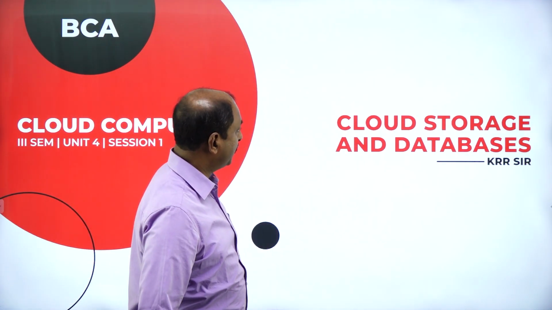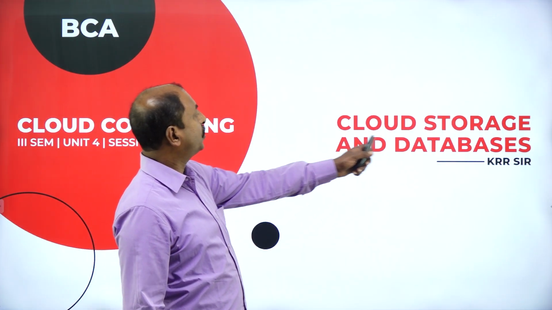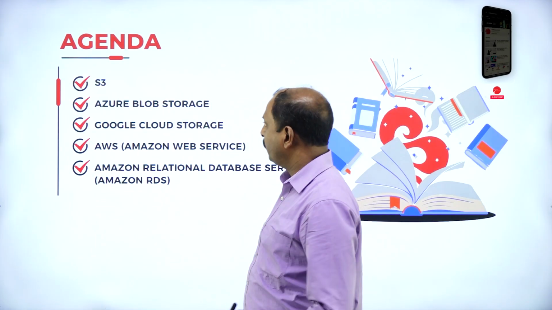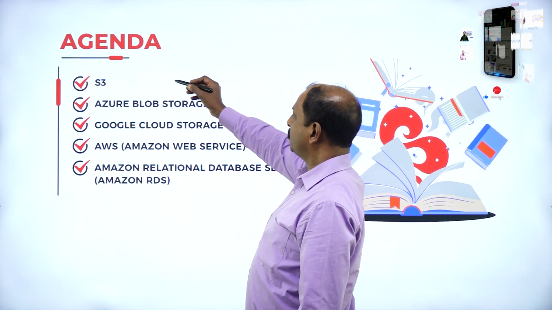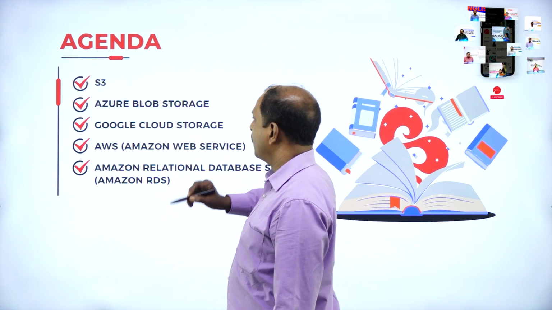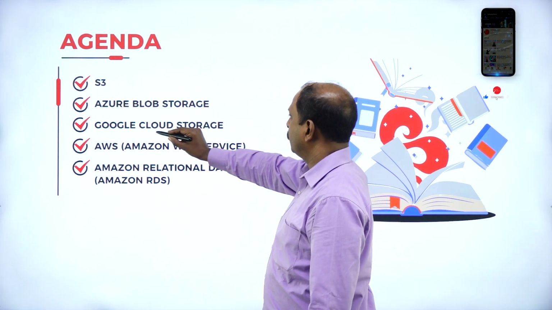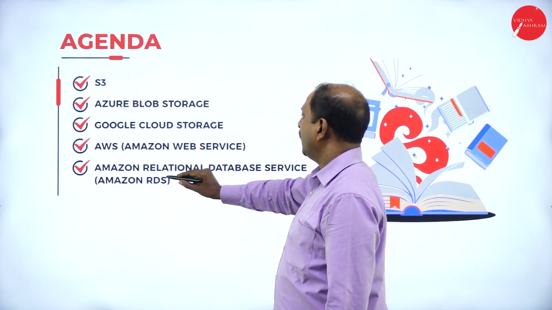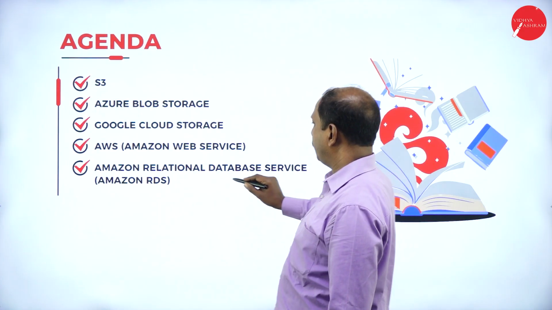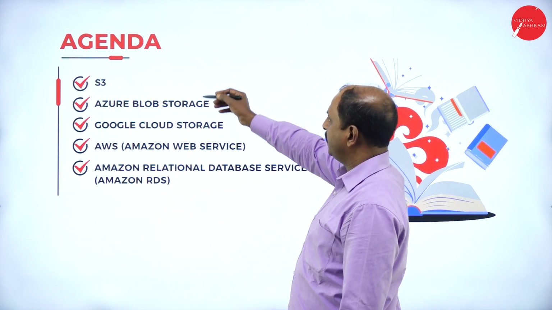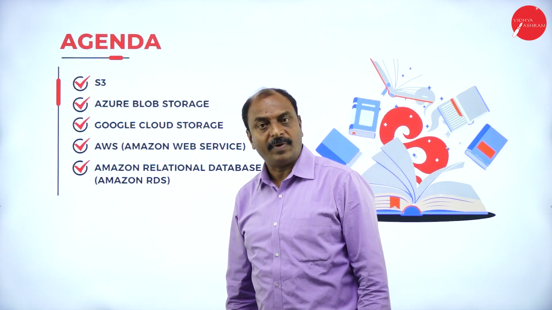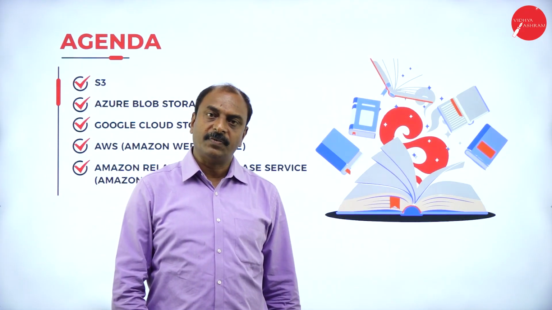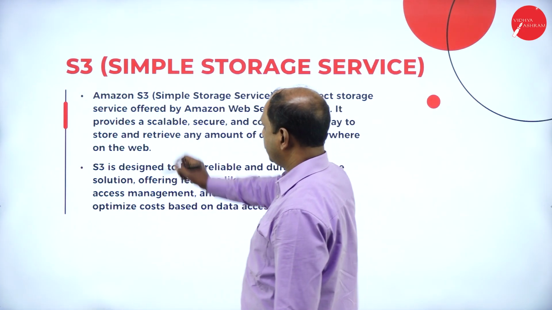Students, let us start our discussion with the concept Cloud Storage and Databases, Unit 4. Now, in this session, we are going to talk about different cloud storage services: S3, Azure Blob Storage, Google Cloud Storage, AWS, that is Amazon Web Services, and Amazon Relational Database Services, that is Amazon RDS. See, these are different cloud storage service providers. We are going to learn different definitions and features of different storage devices. Let us start with S3.